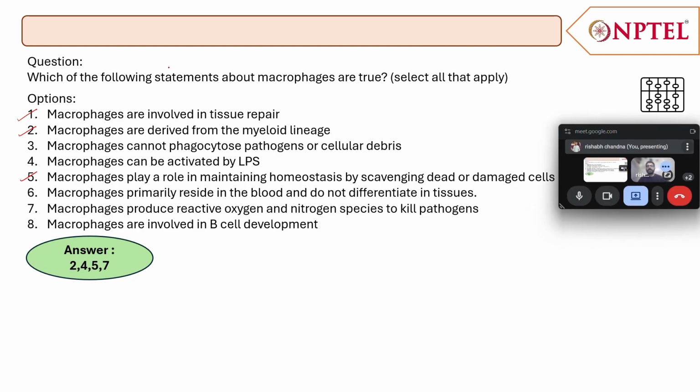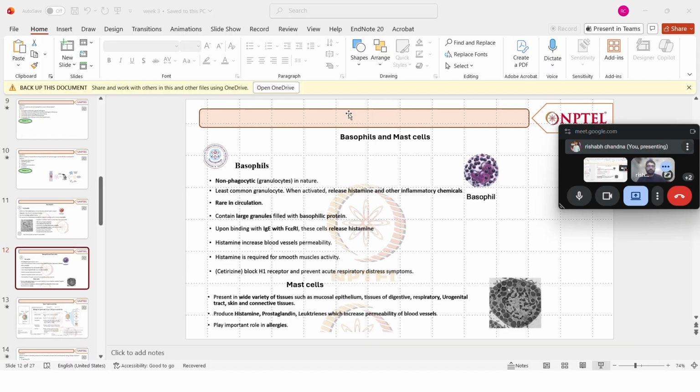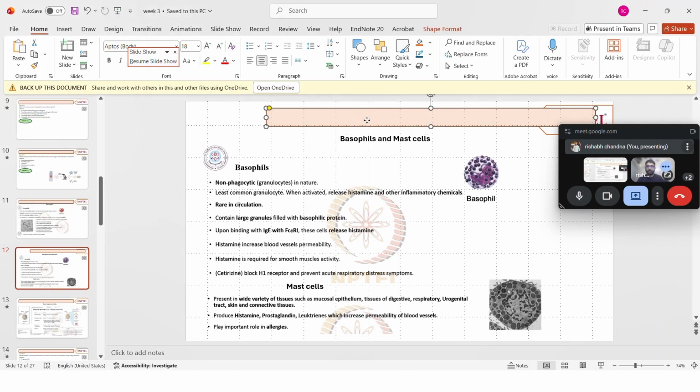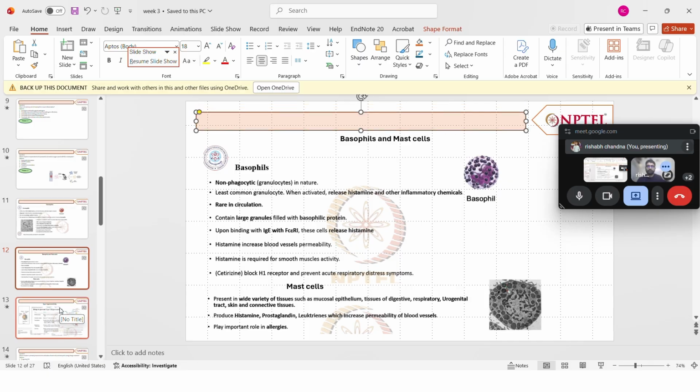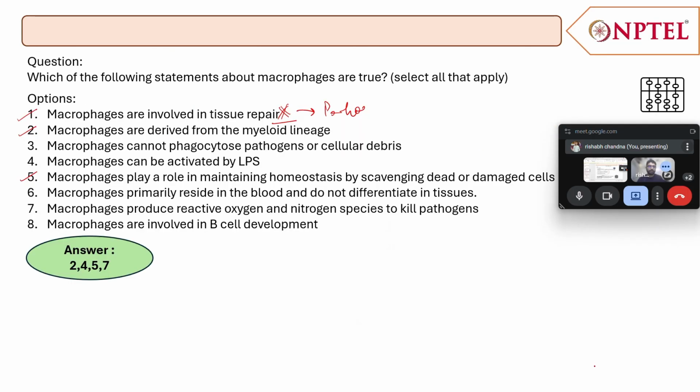So macrophages are involved in tissue repair? No, they are not involved in tissue repair. They directly target the pathogen. Okay, so they are not involved in tissue repair. They are derived from the myeloid lineage. Yes. Macrophages cannot phagocytose pathogen or cellular debris? No, they are the major phagocytic cells that are present in the human body.